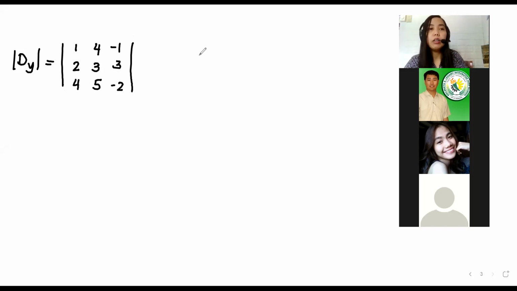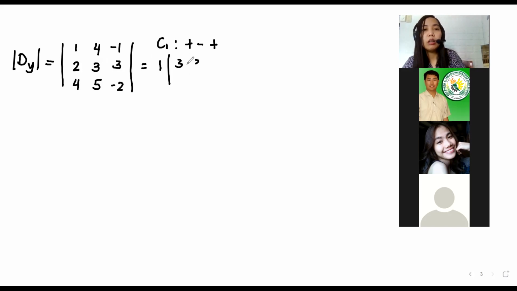Now let's find the determinant of y. So, piliin natin ang column 1. Positive, negative, positive. Okay, so we will have positive times 1, still positive. At may matitirang delete. Nasa right, nasa baba. 3, 3, 5, negative 2.